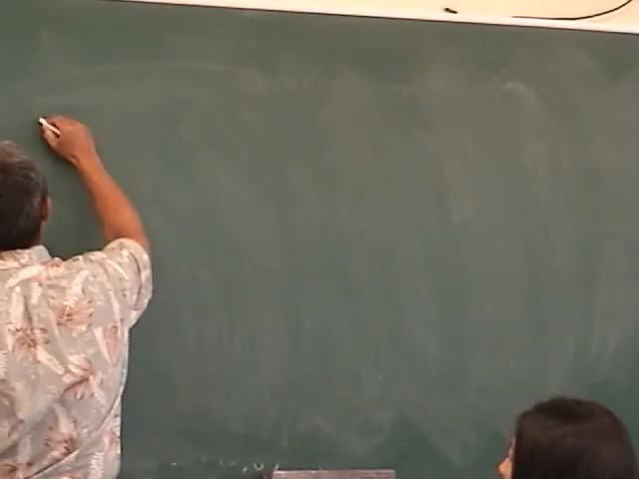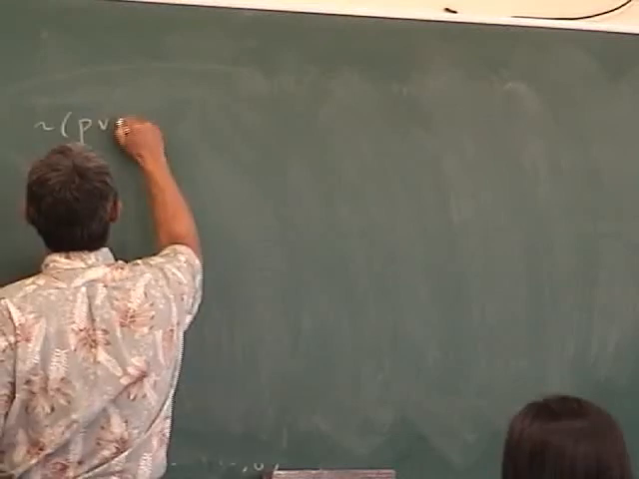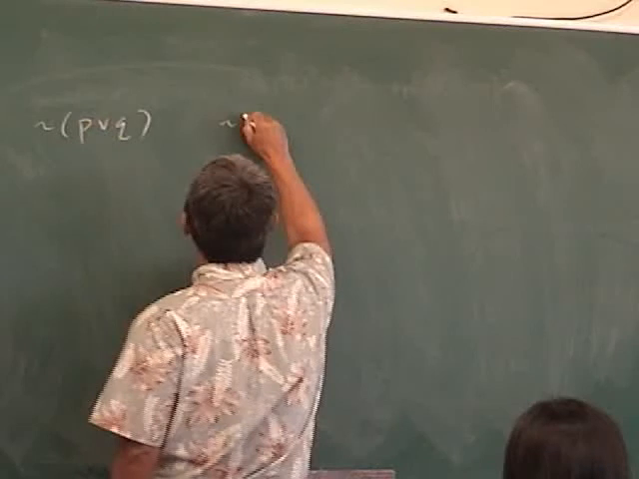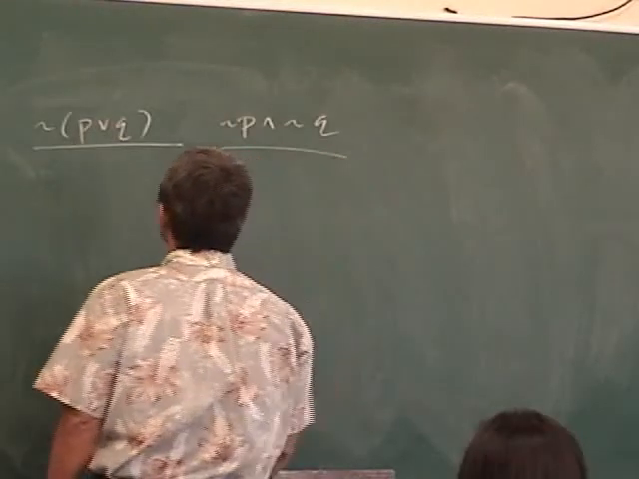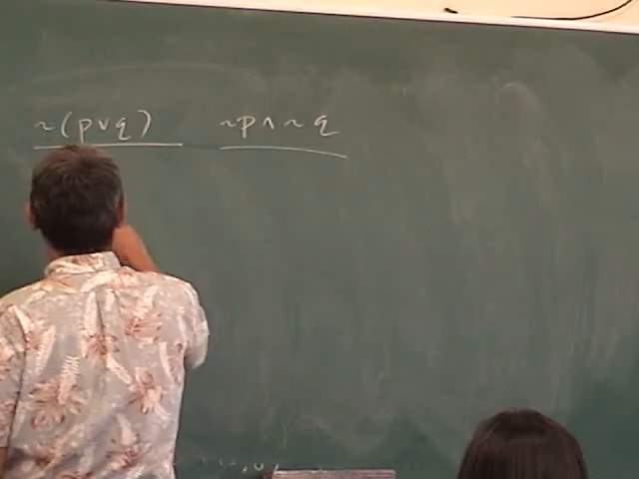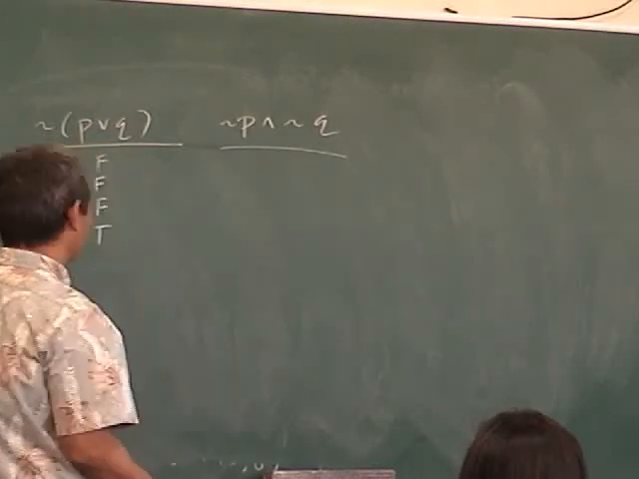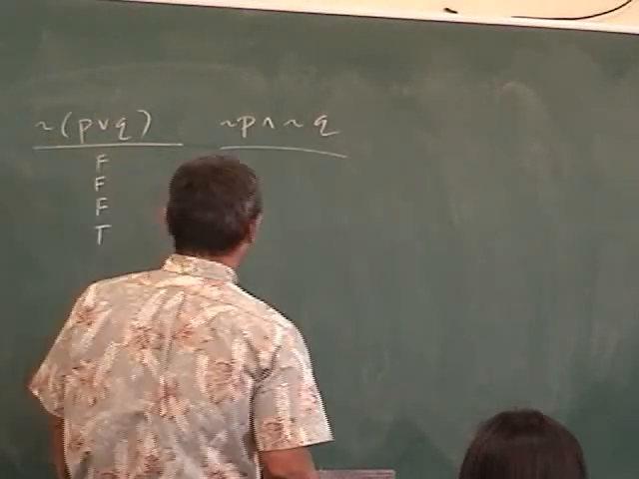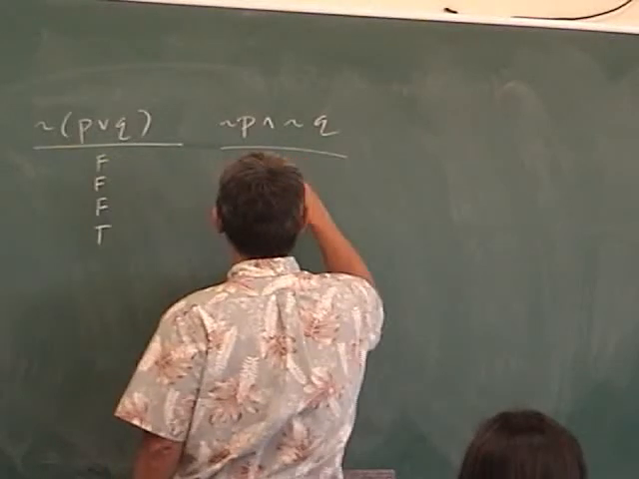Too late. So you did a truth table for not P or Q, and then you did a truth table for not P and not Q. What did the truth table for this one come out to? Don't tell me! So false, false, false, true. Did I do that correctly? Yeah. Of course, I'm the teacher. And then what about this one? False, false, false, true? So what do you notice? They come out exactly the same.